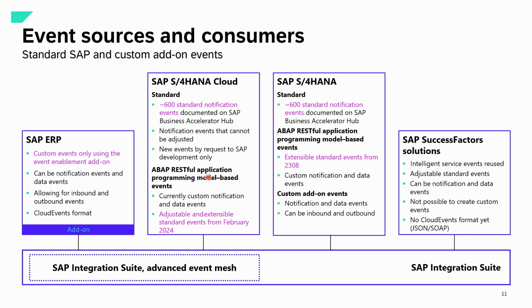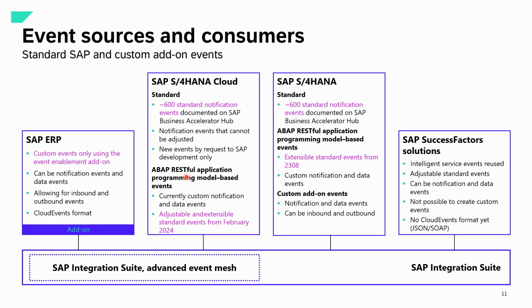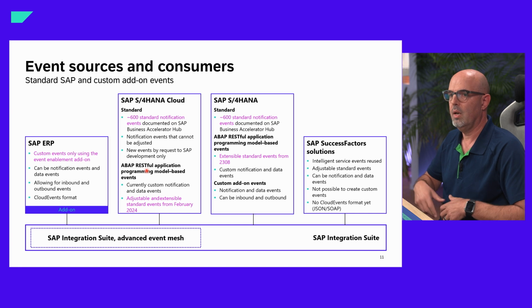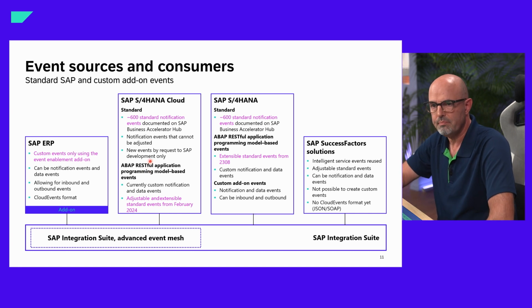So events are part of the standard programming model of our applications and of our digital core, and standard events are exposed via RAP. Now you can use that programming model as well to build derived events, like take a notification event, mesh in further attributes, and create your own data event out of it.